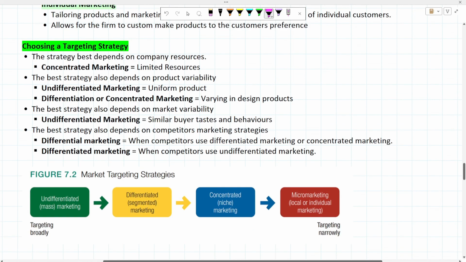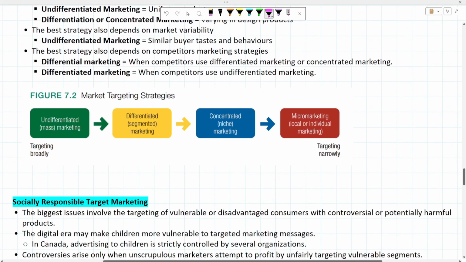So here it is. This is the diagram to represent the target marketing. So undifferentiated or mass marketing is more of a targeting broadly. And as you go down, so differentiated, segmented marketing, you go down to your niche marketing, and then finally you go into your micro marketing, which is the narrowest possible set of marketing. So as you go down, you get narrower and narrower and more niche in your marketing.